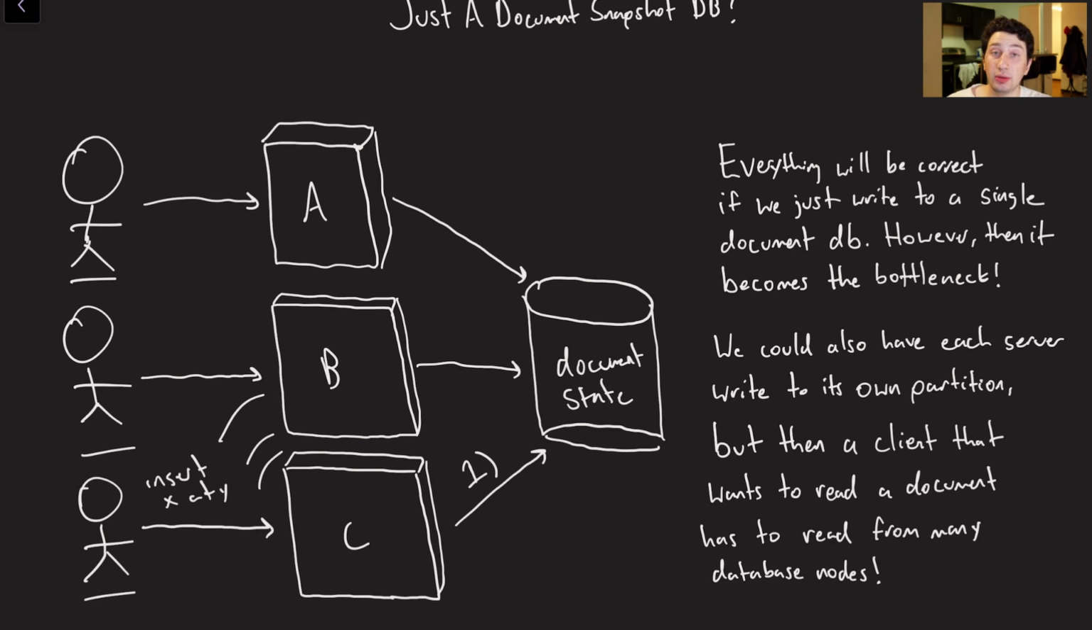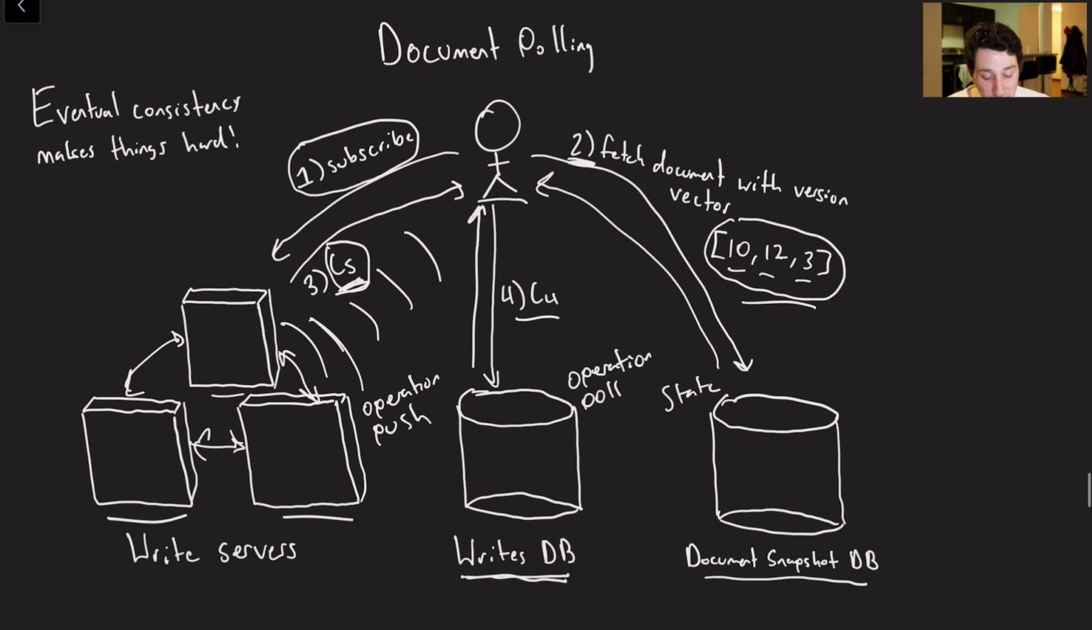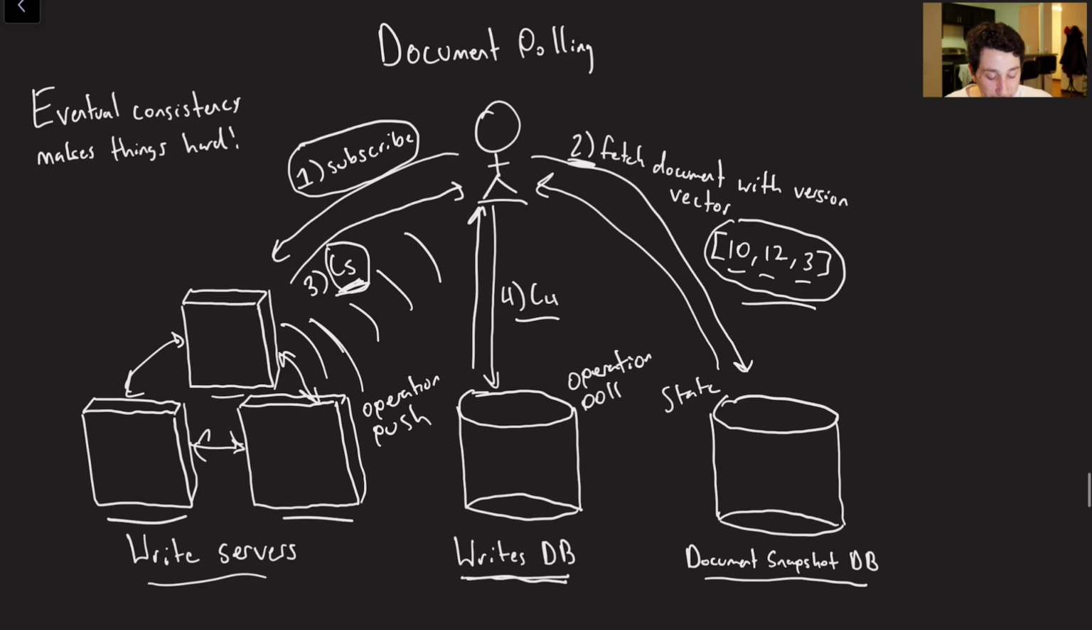So again, it would be like first you write to the document database, and then second you can propagate that write out to the world. And that would work. It would work just fine. However, if you think about it, guess what's a bottleneck now? Our database. So it used to be the case that just having one server was a bottleneck. Now we have many servers, but just one database.